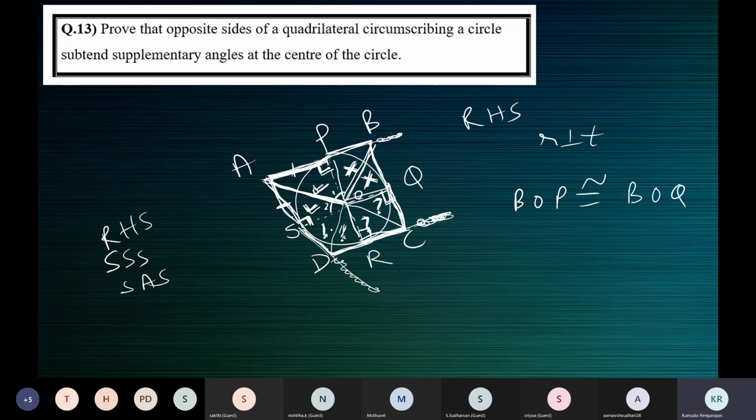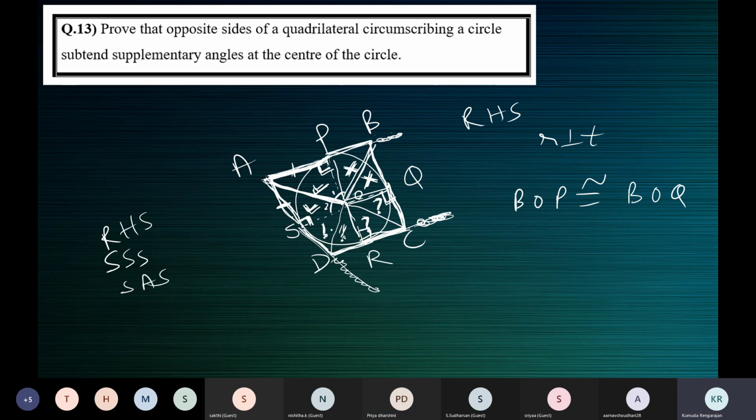Yes, ma'am. Which two triangles are left out? Ma'am, triangle SOD and ROD. SOD and ROD. Okay, so how are they congruent? Ma'am, OS equals OR, radii of the same circle, and OD equals OD because it's common. Okay. Then DS equals DR, the lengths of tangents drawn from an external point are equal, ma'am.